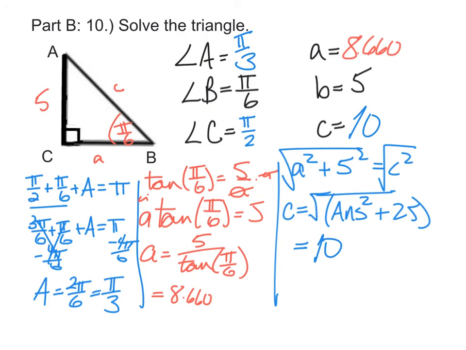We should have seen that coming, knowing that pi over 6 is 30 degrees and pi over 3 is 60 degrees. So this is a 30, 60, 90 triangle, making the hypotenuse twice as long as the short side.